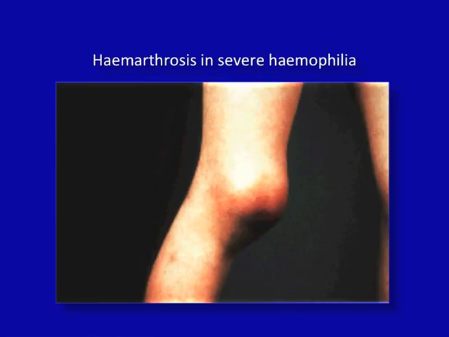Clotting factor 8 deficiency is termed hemophilia A, and hemophilia B is clotting factor 9 deficiency, which is also called Christmas factor. And here is a diagram where you can observe hemarthrosis in severe hemophilia, where you can see red patches due to the continuous bleeding process.